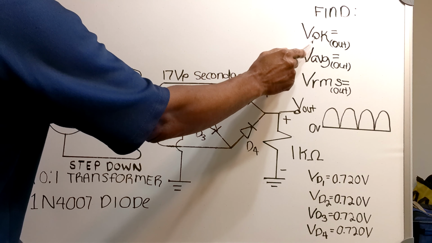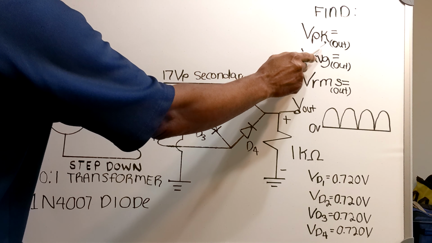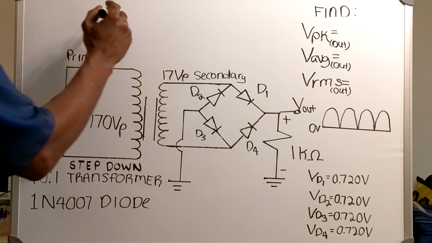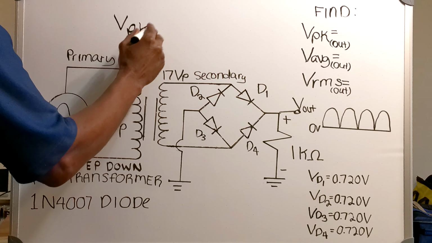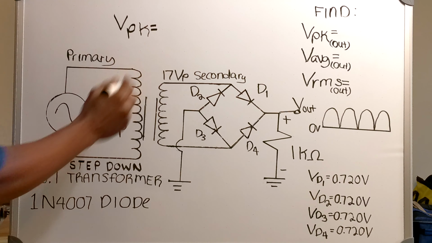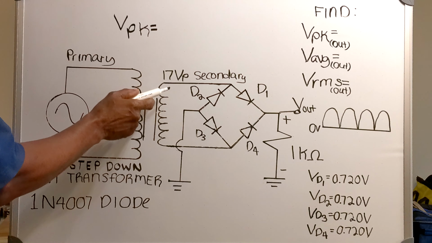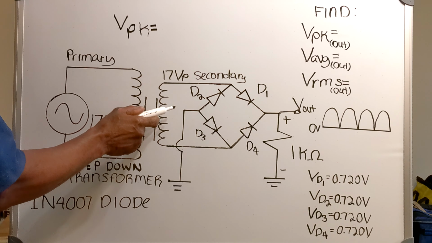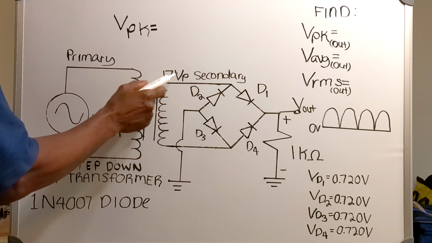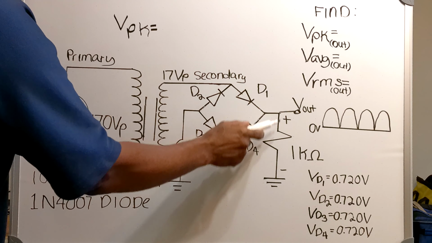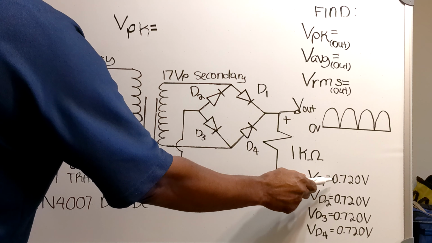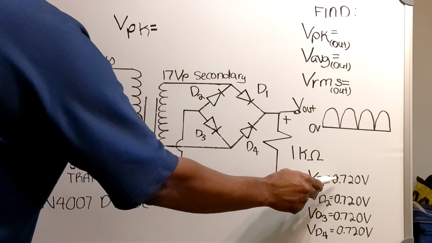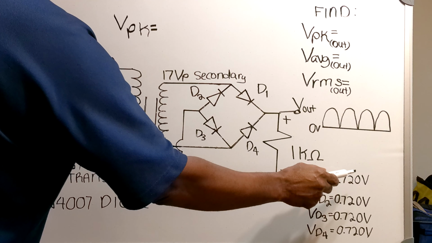Now I will be finding the peak voltage on the output. On the secondary winding, I have a 17 volt peak signal. At this voltage and that resistance, the voltage across the diodes will be 0.72 volts.